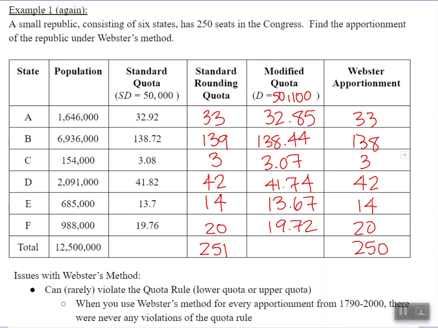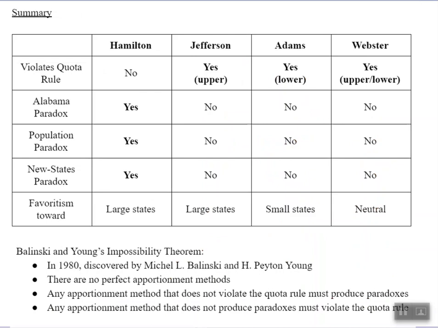So, let's summarize these. If we look at the 4 methods we've looked at so far, Hamilton, Jefferson, Adams, and Webster, Hamilton's method does not violate the quota rule. Every state either gets its upper or lower quota. But Jefferson, Adams, and Webster's methods could all violate the quota rule.